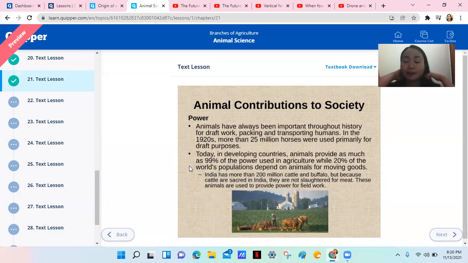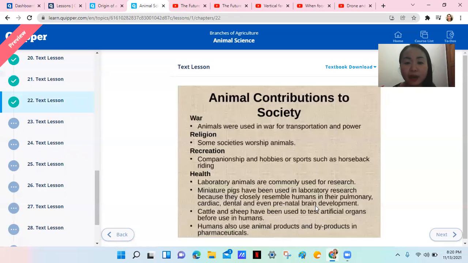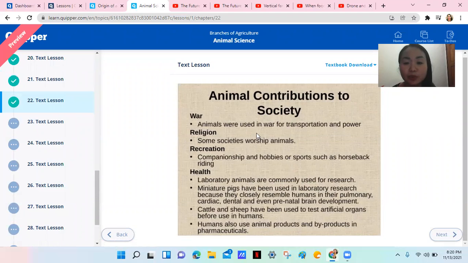And that's very different in the Philippine setting. Now, since we do not use cattle for draft purposes, instead we use buffaloes or carabaos, and beef is one of the expensive meats we have in the Philippines. So in war, animals were used for transportation and power, and for some religions, some societies worship animals. And for recreation, companionship, and hobbies or sports, such as horseback riding.